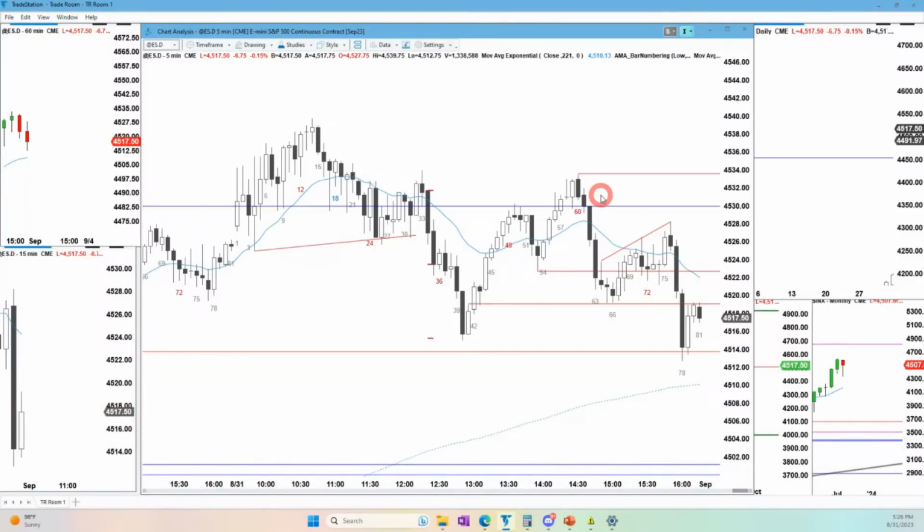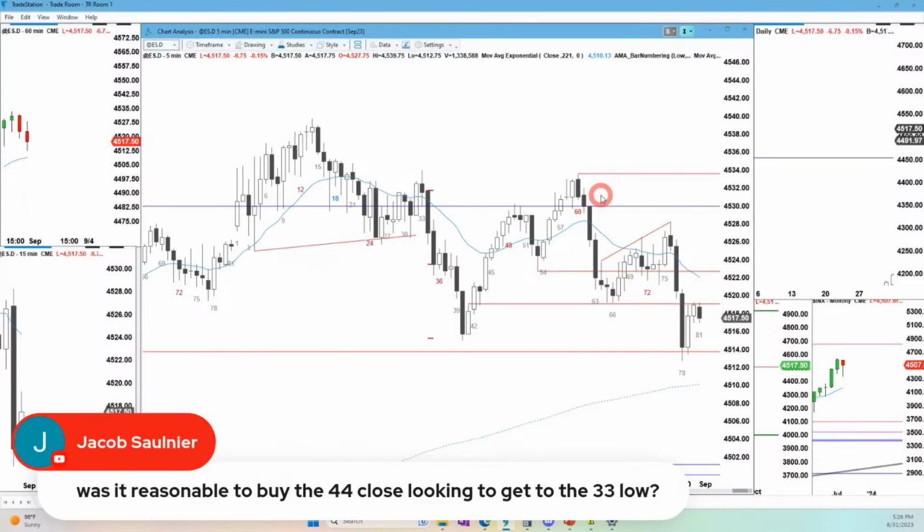Okay, I'll answer one or two more questions. Is it reasonable to buy the 44 close looking to get to the low of 33? Yeah, I thought that was reasonable.